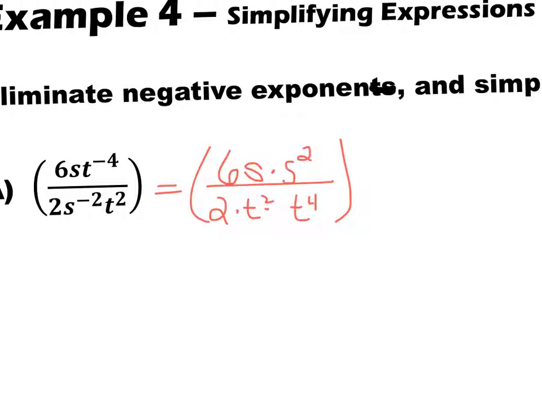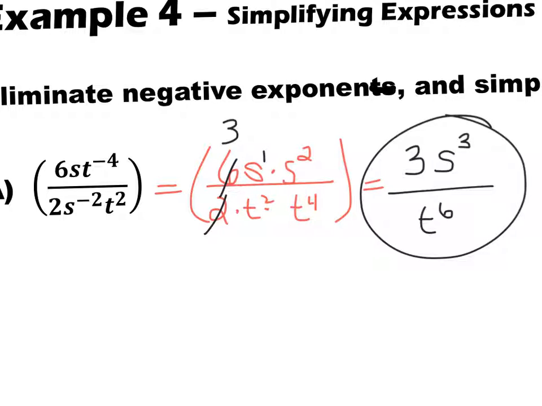Now we can simplify a little bit. Is there a number that goes into both 6 and 2? 2. 2 goes into 2 once. 2 goes into 6 3 times. So I'm left with 3. How many S's do I have on top in total? 3. I have 1 here and 2 there. That gives me S to the third. And how many T's do I have in total? 6. Good.